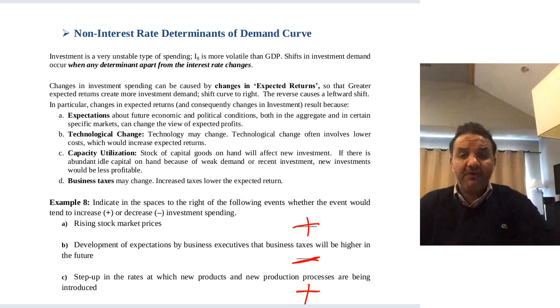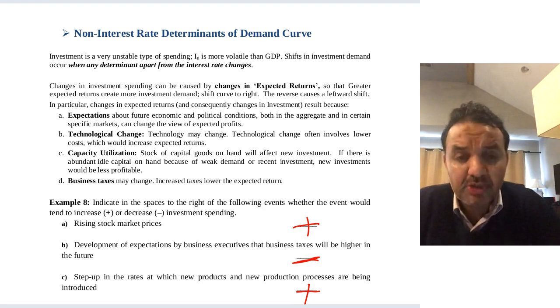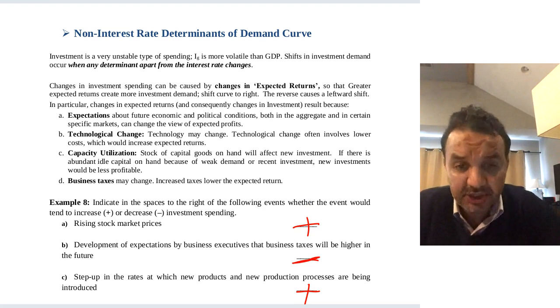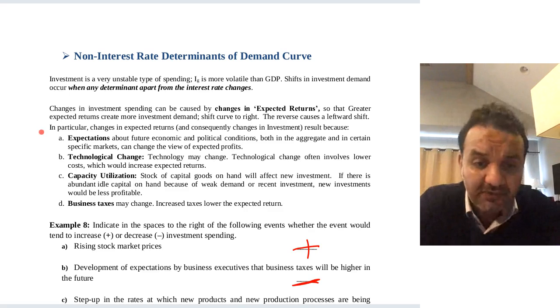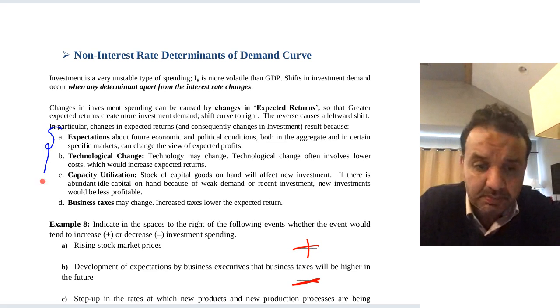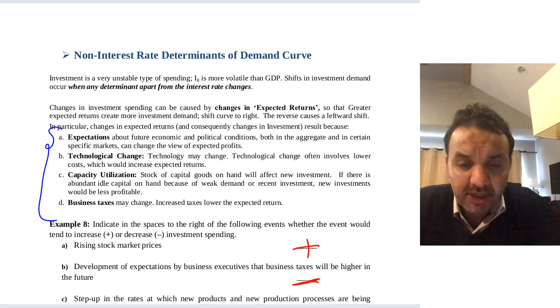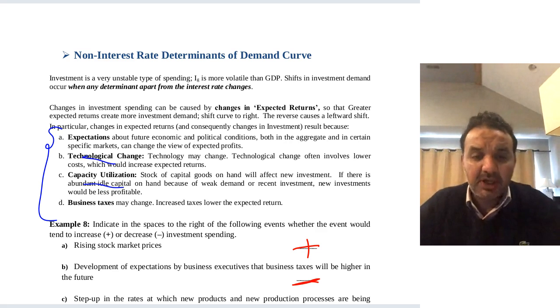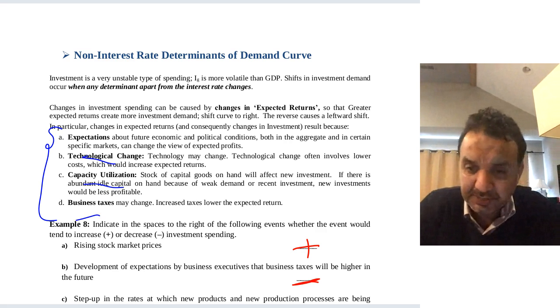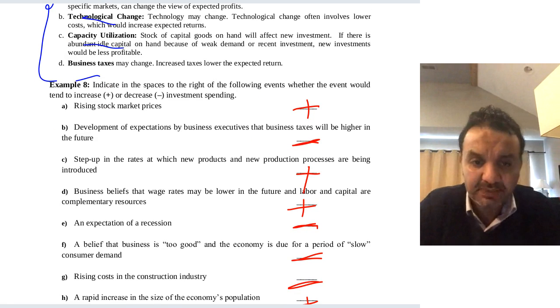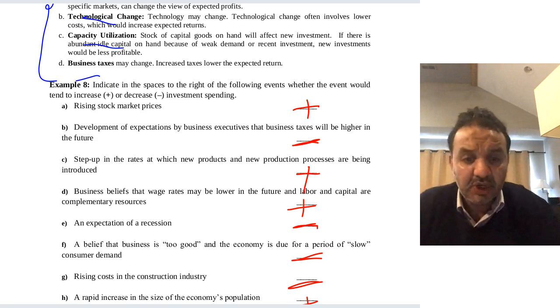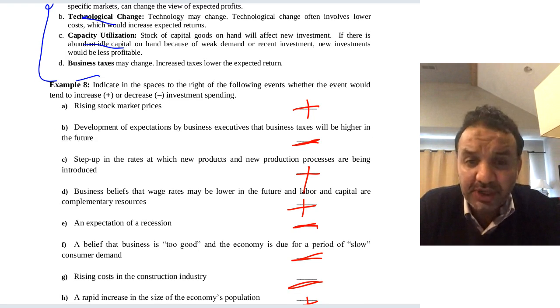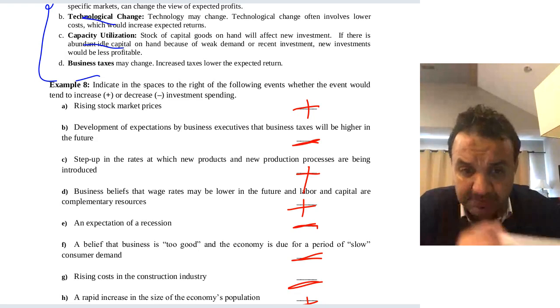So far we saw that the most important factor which affects investment is the interest rate. Now, are there any other factors which can affect investment? Yes, and these are the factors: expectations about economic and political conditions, technological change, capacity utilization, and business taxes. Let's see a question on this. You are supposed to indicate the impact of each of these events on investment.